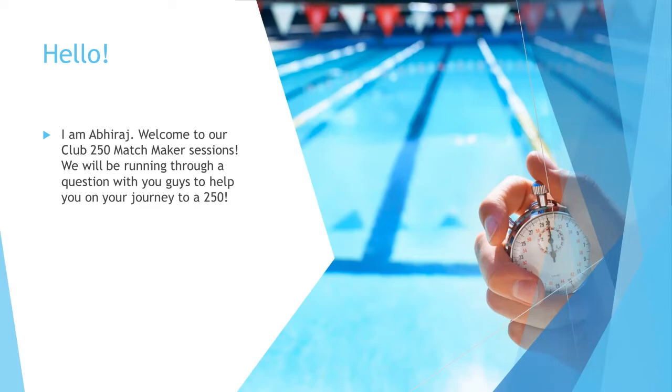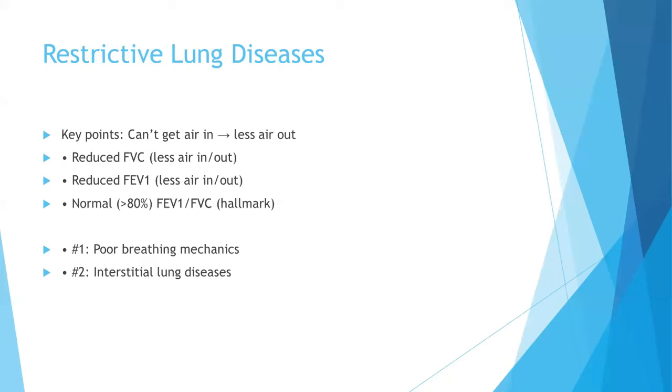Here in this video, we will be talking about restrictive lung diseases. So restrictive lung diseases, the key point is you can't get the air in, so there is less air out. So the reduced FVC because of less air in and less air out, reduced FEV1 because of less air in and less air out. So normally the FEV1 by FVC ratio is normal, that is if it is more than 80%, which is the hallmark of restrictive lung diseases.